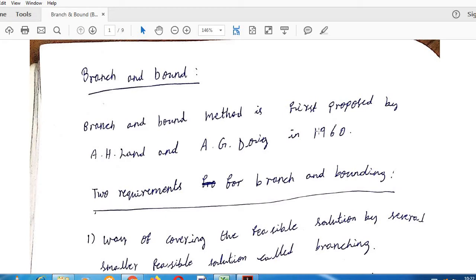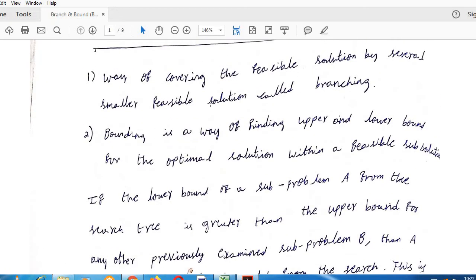The branch and bound method was first proposed by A. H. Land and A. G. Doig in 1960. There were basically two requirements for branch and bound. The first requirement is a way of covering the feasible solution by several smaller feasible solutions, called branching.